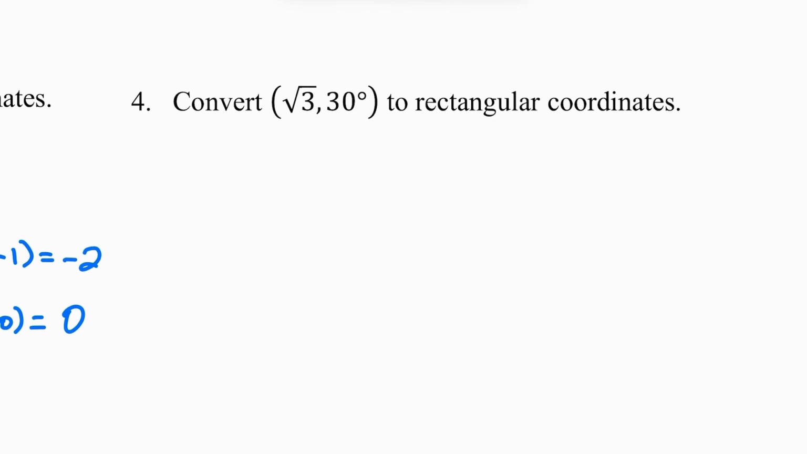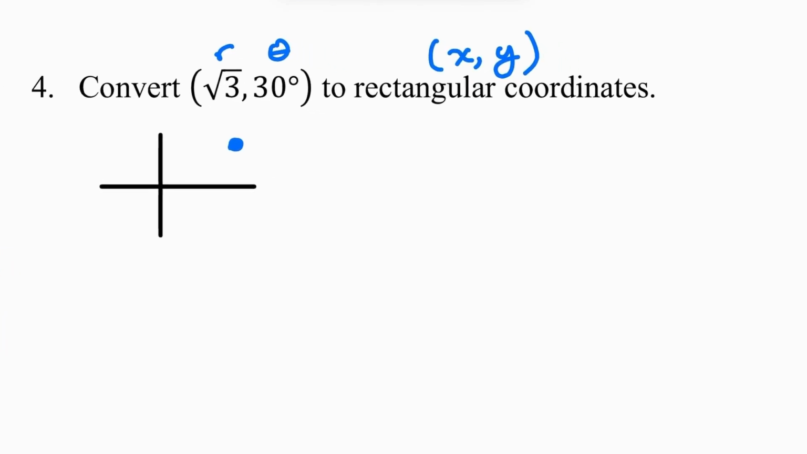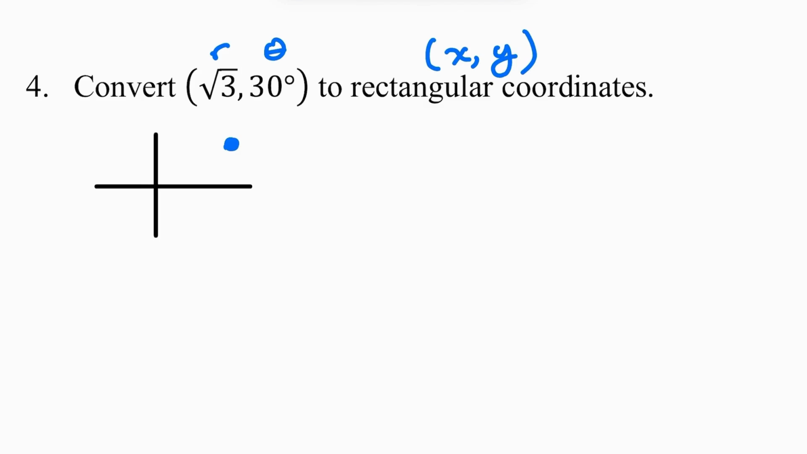So what about root 3 and 30 degrees? Well, again, what I'm going to do is sketch this point out. So 30 degrees and root 3 to me look somewhere here. So this is your r and here's your theta. And if you're looking for a rectangular point, you're doing x and y. So you could use the unit circle values, or let me show you a different way you can do this problem.